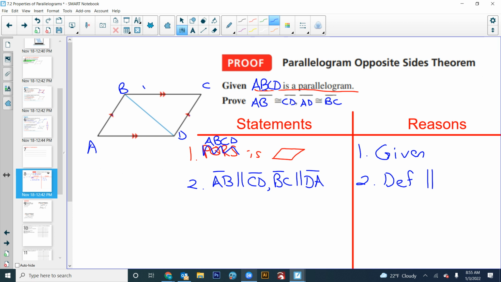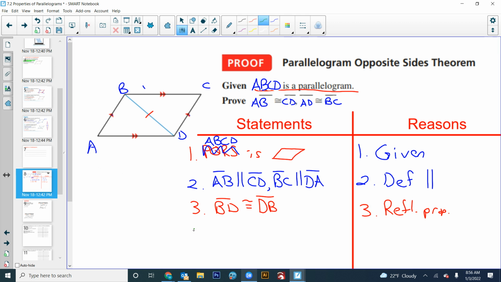Yeah, there's a couple different ways to go right now. If you guys want to do the reflexive first, that's fine. BD congruent to DB, reflexive property. We all agree these parallel symbols do not count as an S, right? They don't count. They're not congruent. They're parallel. They don't count yet.